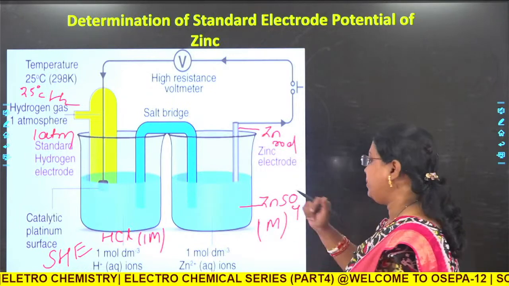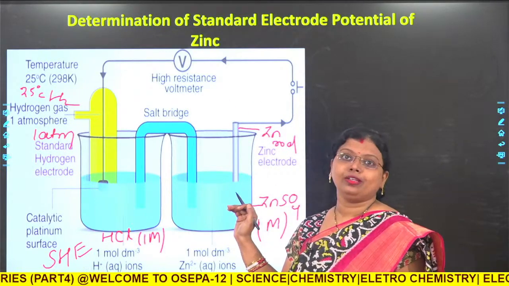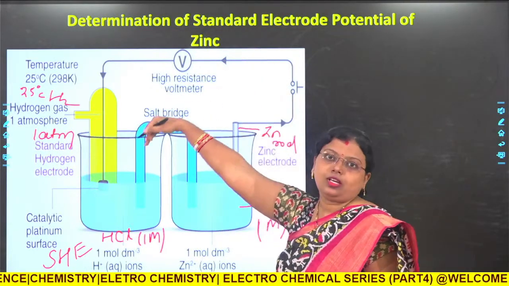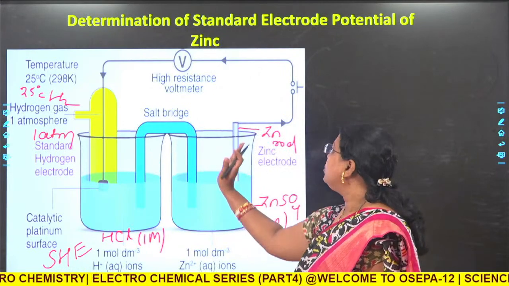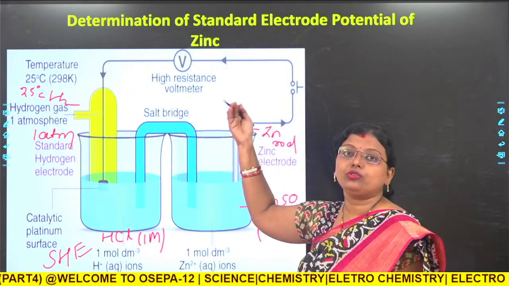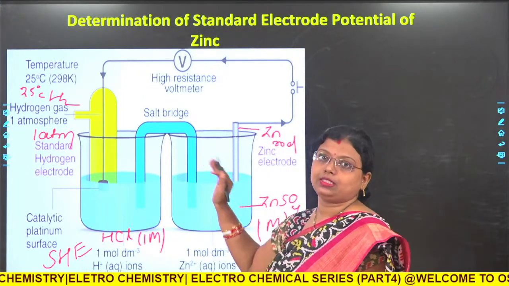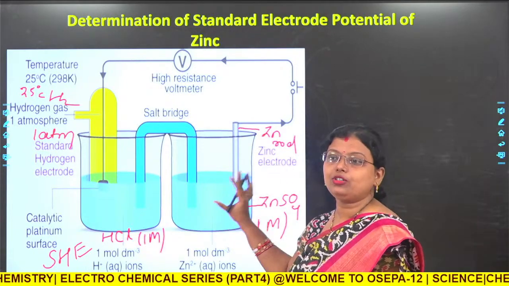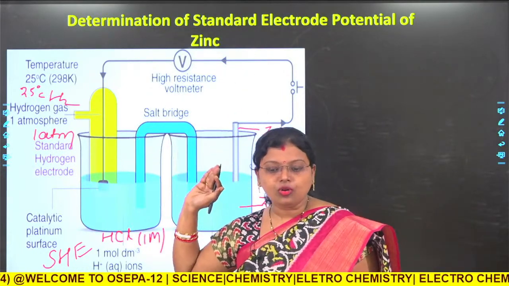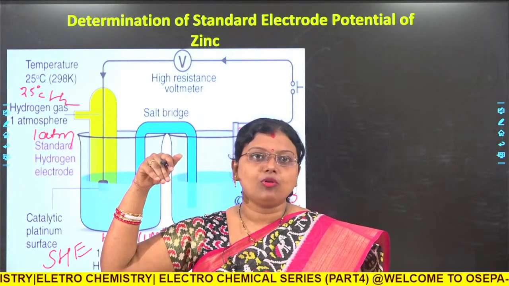So what will you obtain? From this setup you can find in which direction the electrons are flowing. They are flowing from zinc to the SHE, the standard hydrogen electrode. It can be known from the deflection of the voltmeter, whether the electrons are flowing from SHE to zinc or from zinc to SHE, and from this we obtain that the electrons are flowing from the zinc electrode to the standard hydrogen electrode. So, what will you think about this? The zinc electrode is sending electrons towards SHE.